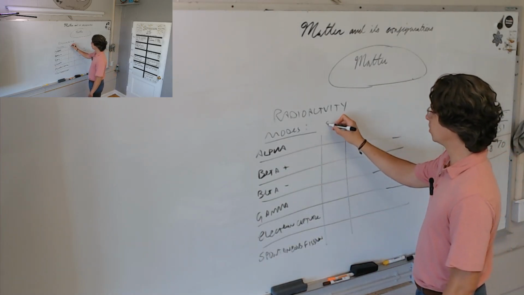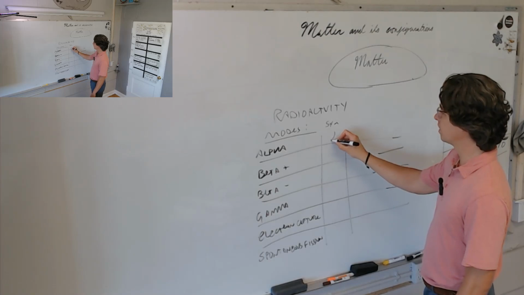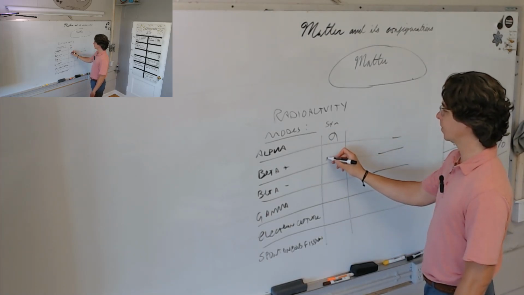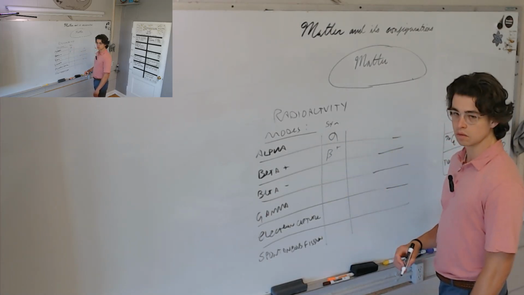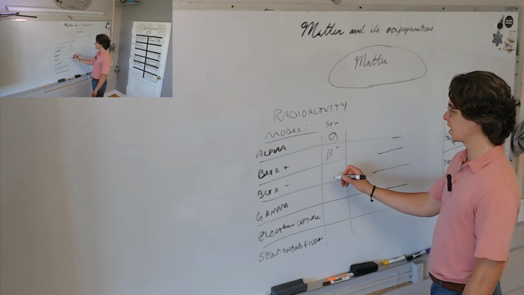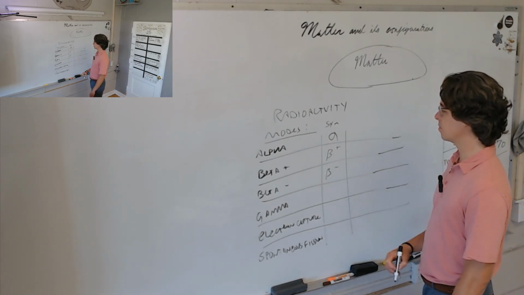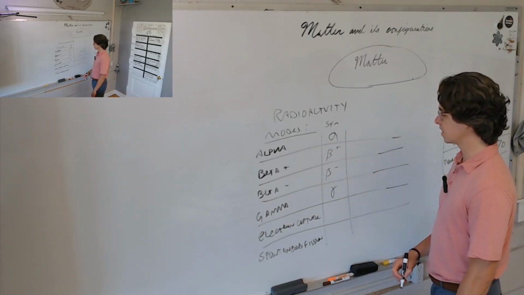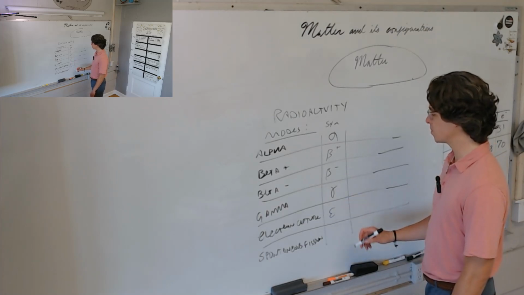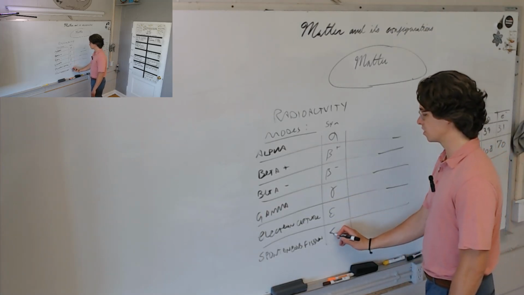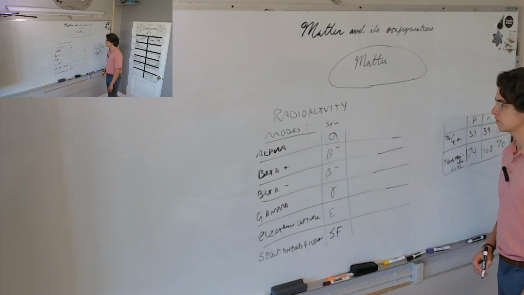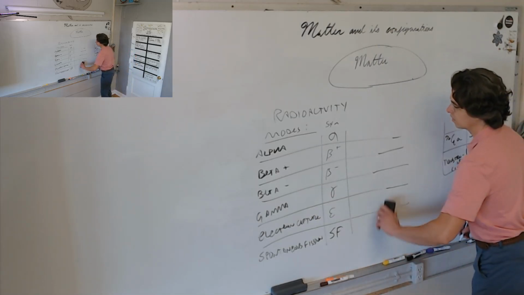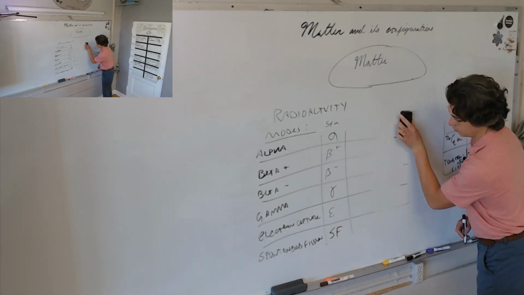Each of them has a symbol. The symbol for alpha is the Greek lowercase alpha. The symbol for beta plus is the Greek letter beta with a plus sign as a superscript. Beta minus is the same but with a minus sign. Gamma is the lowercase gamma. Electron capture is the lowercase epsilon. And spontaneous fission is just the Latin letters SF. Those are the symbols. I've done a yucky job with this table. Please forgive me.